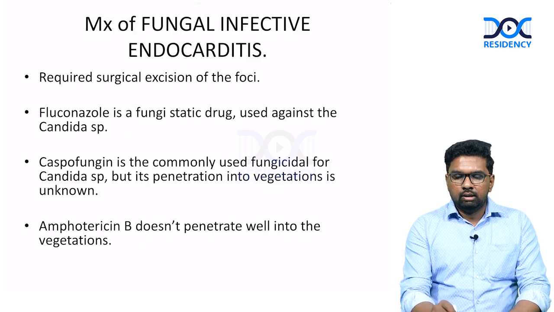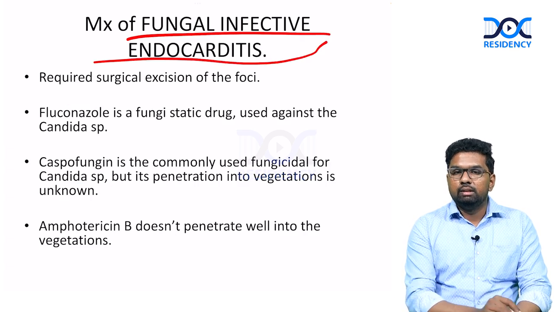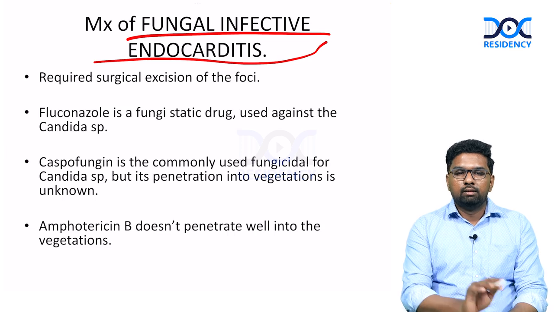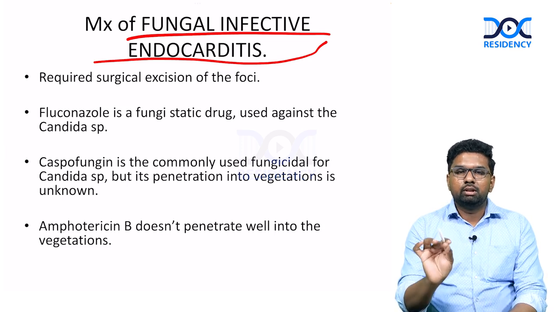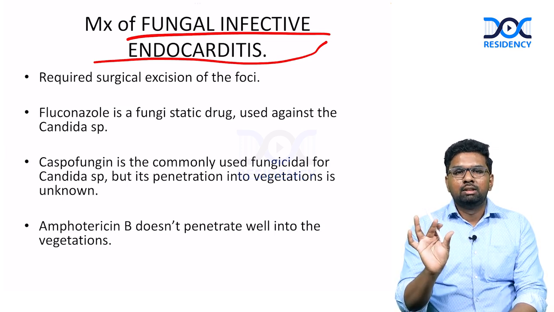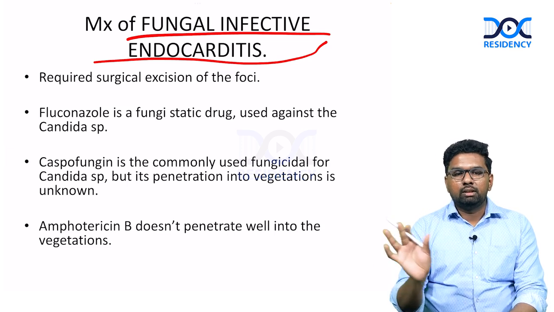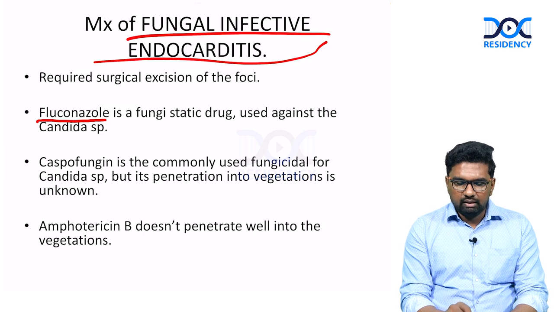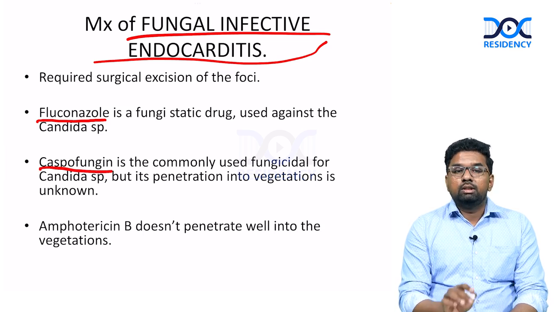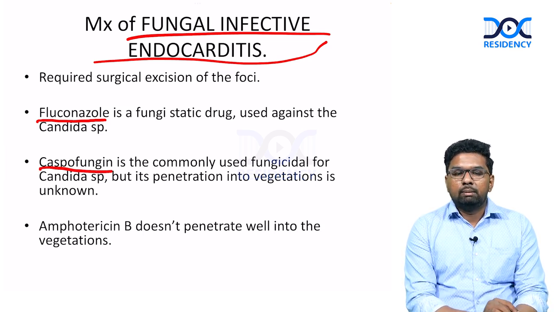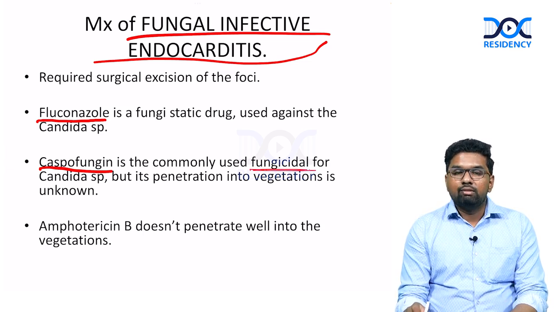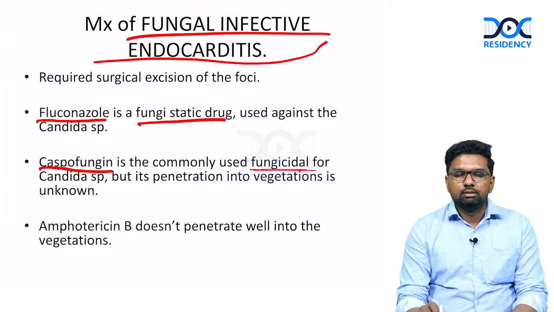So what can be done if the infective endocarditis is because of fungus? First thing, we should do surgical eradication of the foci. Keep it in mind. And then we should go for fluconazole and caspofungin. What is the difference between fluconazole and caspofungin? Caspofungin is a fungicidal agent, whereas fluconazole is a fungistatic drug.